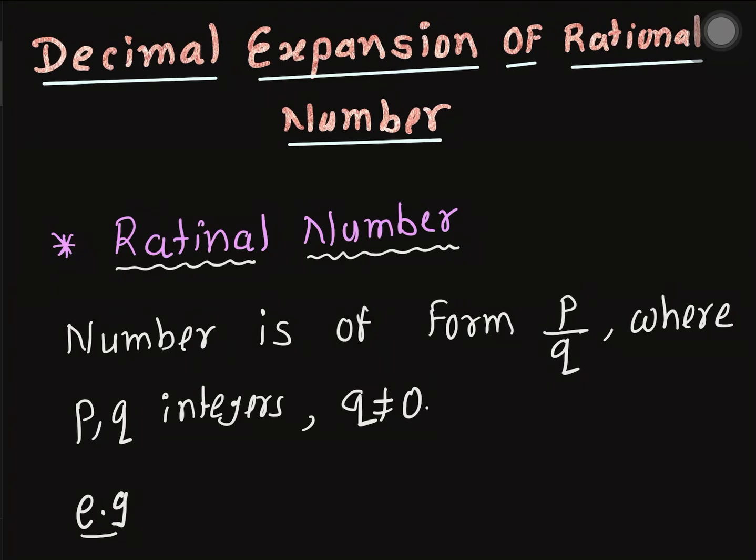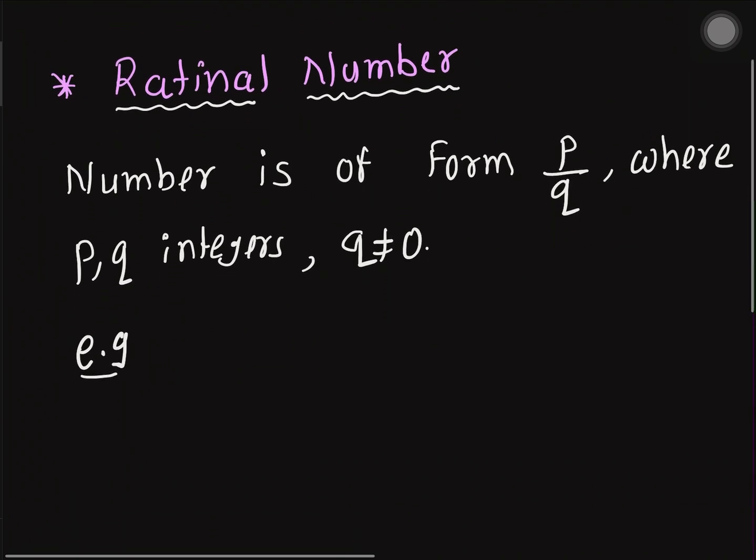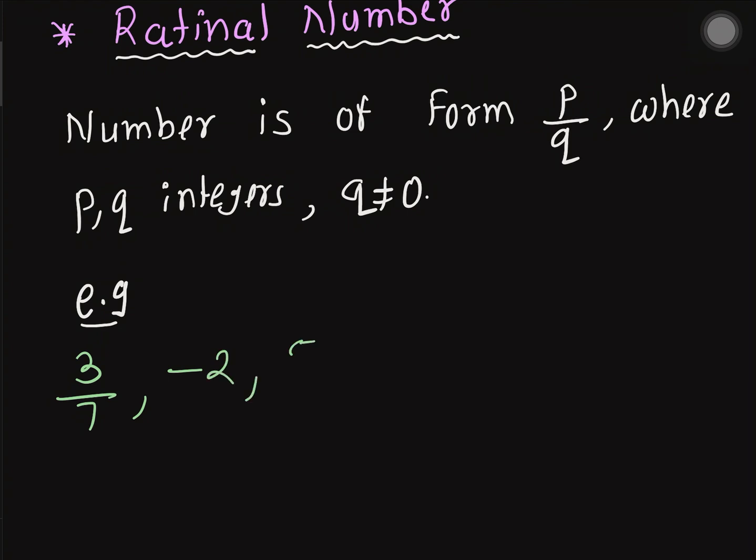In this video, we will discuss decimal expansion of rational numbers. A rational number is of the form p by q, where p and q are integers, q is not equal to 0. For example, 3 by 7, minus 2, 5 by 9, minus 8 by 16, 17, and so on.